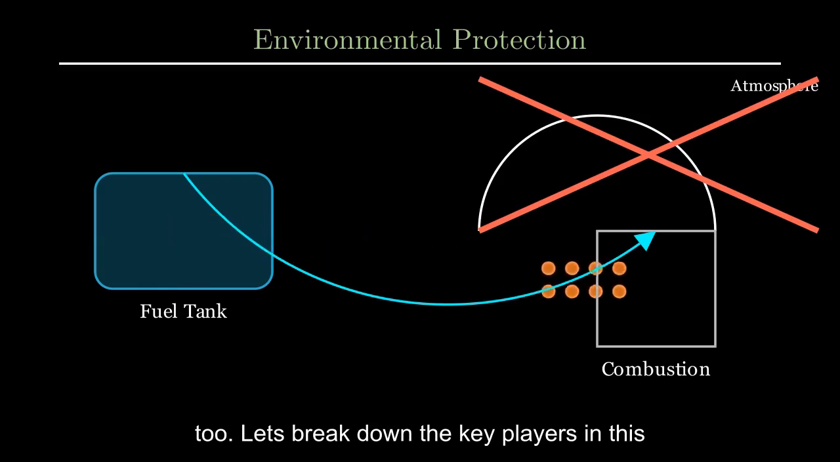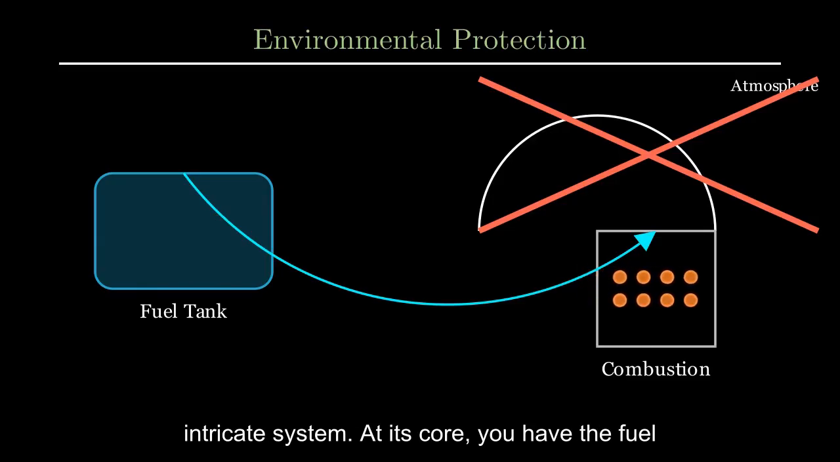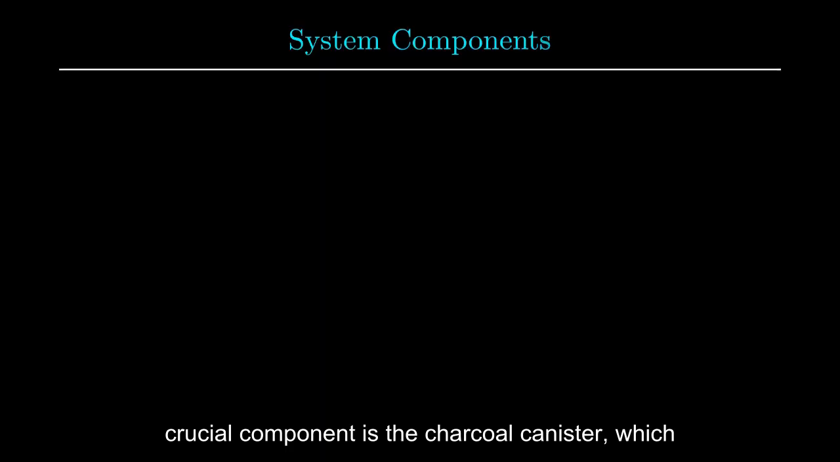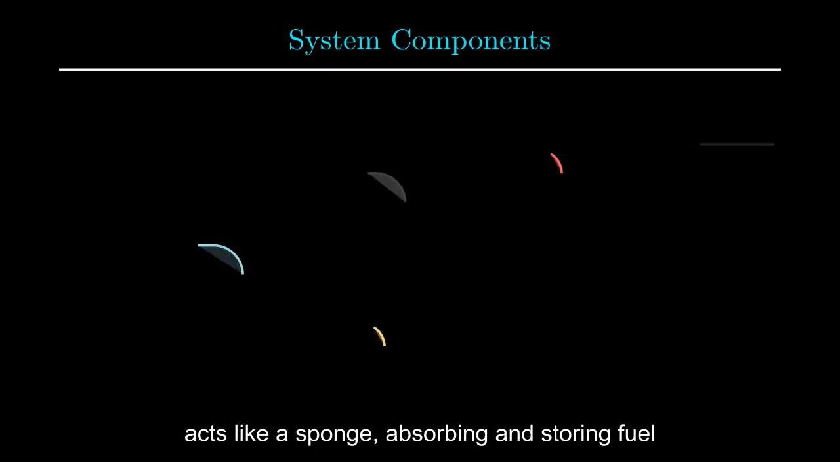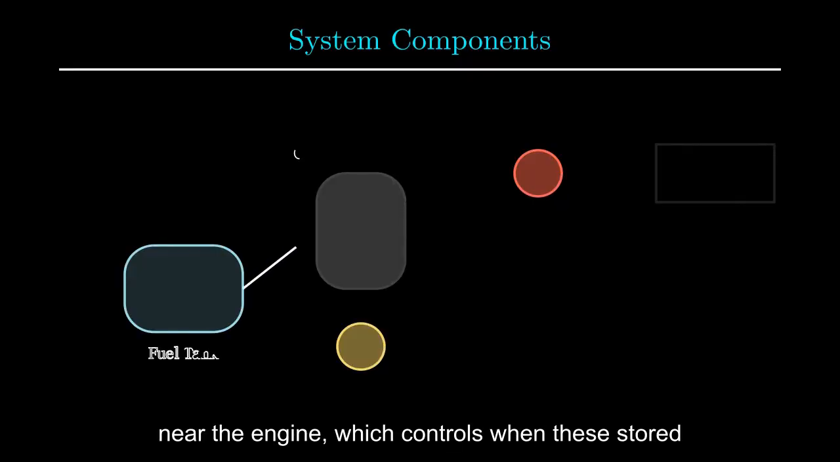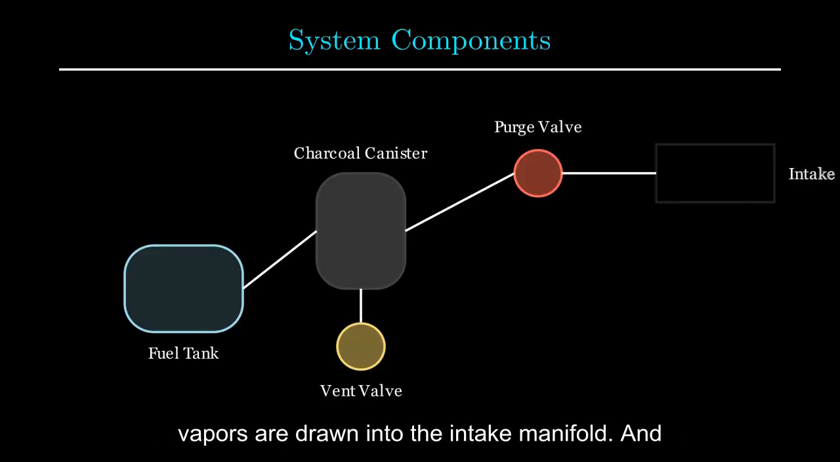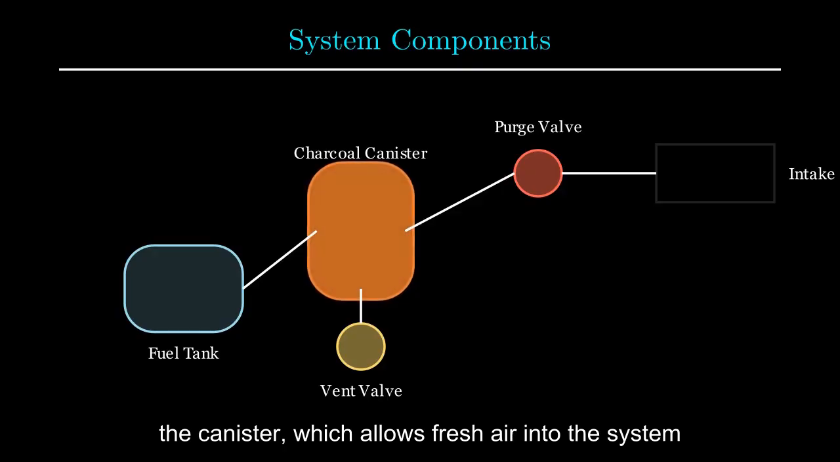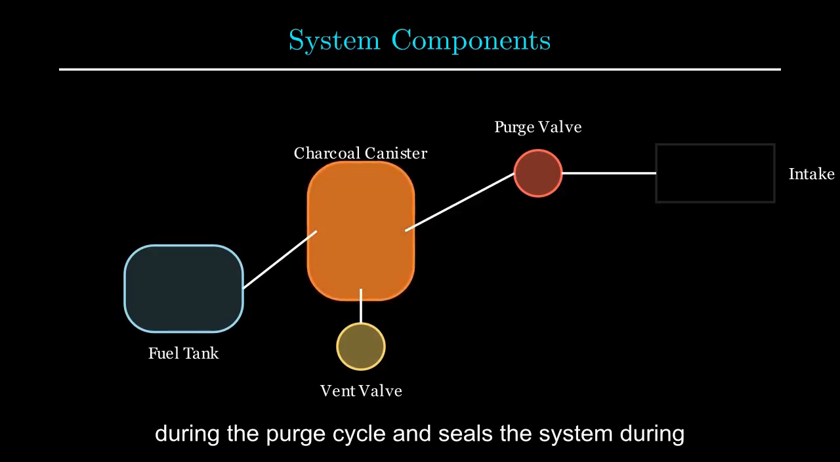Let's break down the key players in this intricate system. At its core, you have the fuel tank, obviously, where the vapors originate. Connected to it are various lines and hoses. A crucial component is the charcoal canister, which acts like a sponge, absorbing and storing fuel vapors. Then there's the purge valve, often located near the engine, which controls when these stored vapors are drawn into the intake manifold. And finally, the vent valve, typically integrated with the canister, which allows fresh air into the system during the purge cycle and seals the system during leak tests.